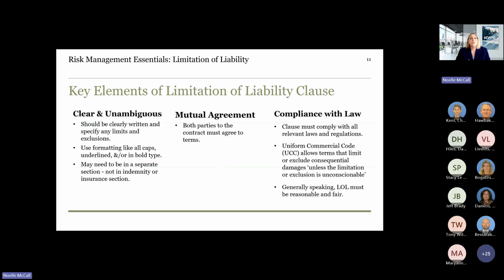Also, both parties to the contract must agree to the terms, so there has to be mutual agreement of this. They need to comply with the law, so the clause needs to comply with all the rules and regulations of whatever state or states or jurisdictions where the work will take place for the project. The Uniform Commercial Code, or UCC, allows terms that limit or exclude consequential damages unless the limitation or exclusion is what's called unconscionable. So what that means is, generally speaking, limitation of liability clauses need to be reasonable and fair.